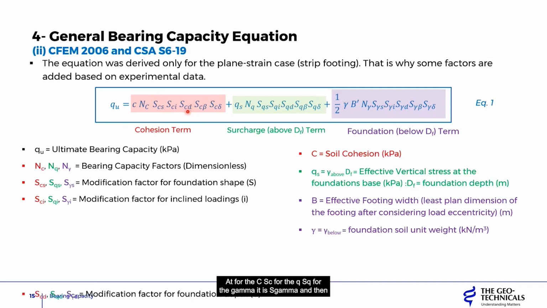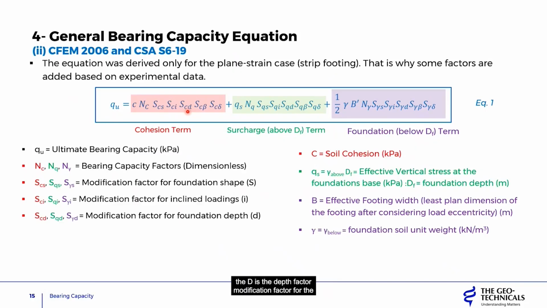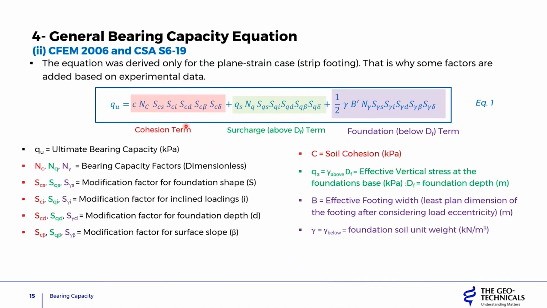And then the D is the depth factor, modification factor for the foundation depth. And it's just S_c,d, then S_q,d, S_gamma,d, and eventually, we have the modification factor for the sloping surface. So if the ground surface above the foundation is not vertical, it's sloped. So that's for surface slopes, that's beta.